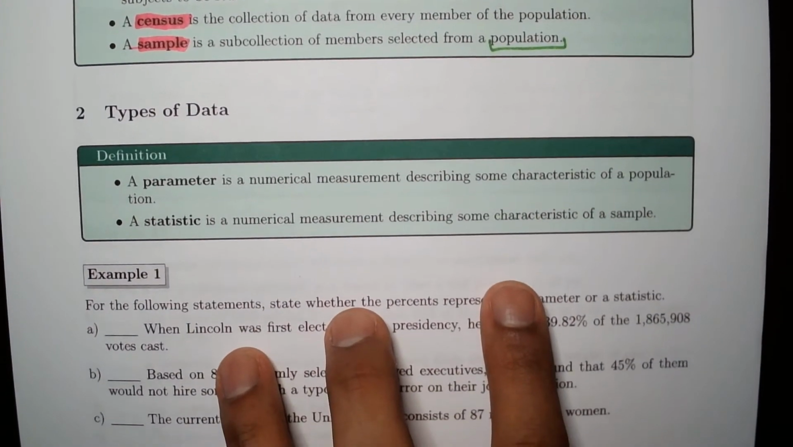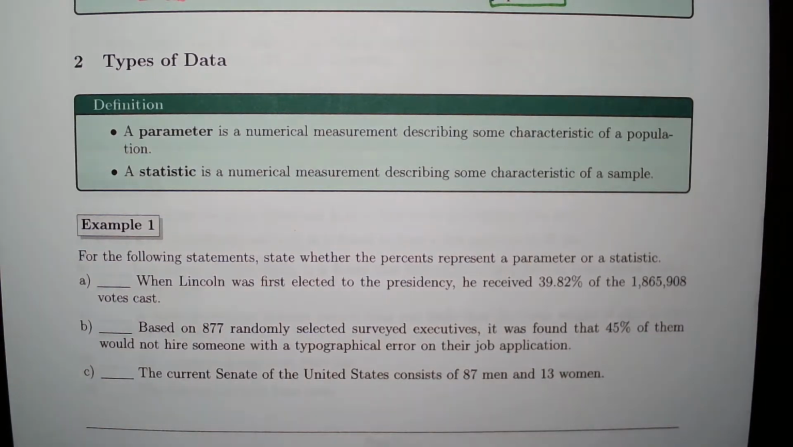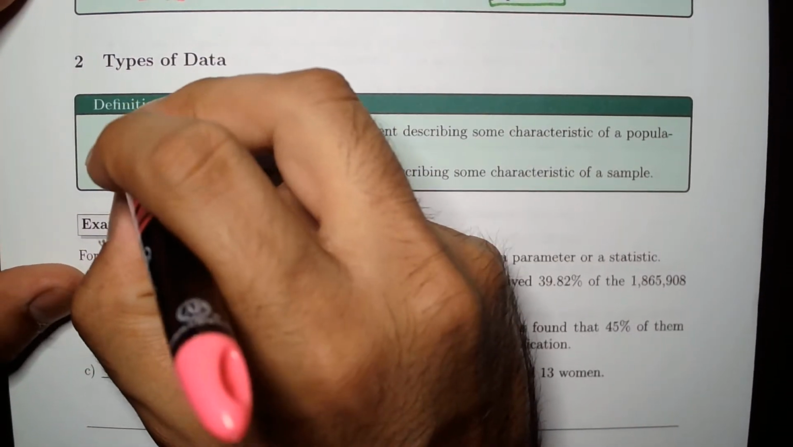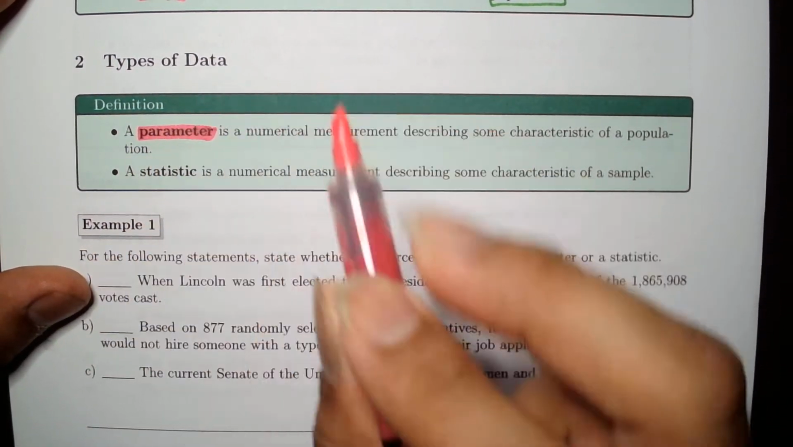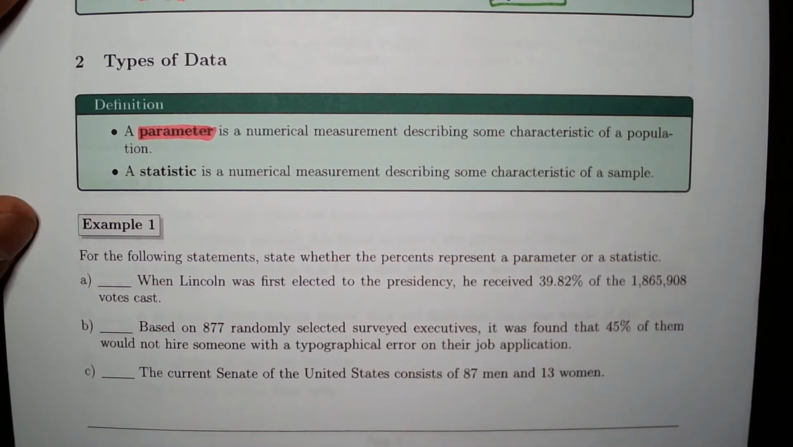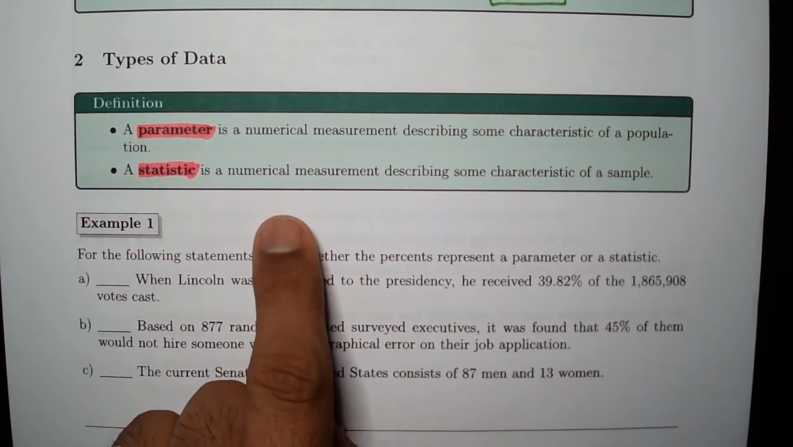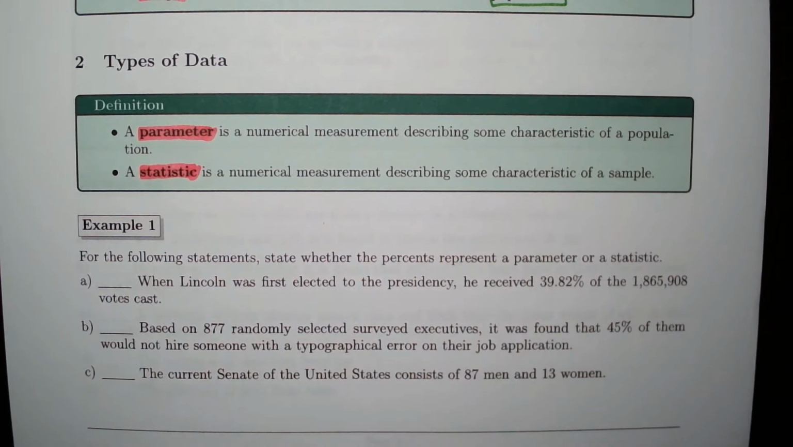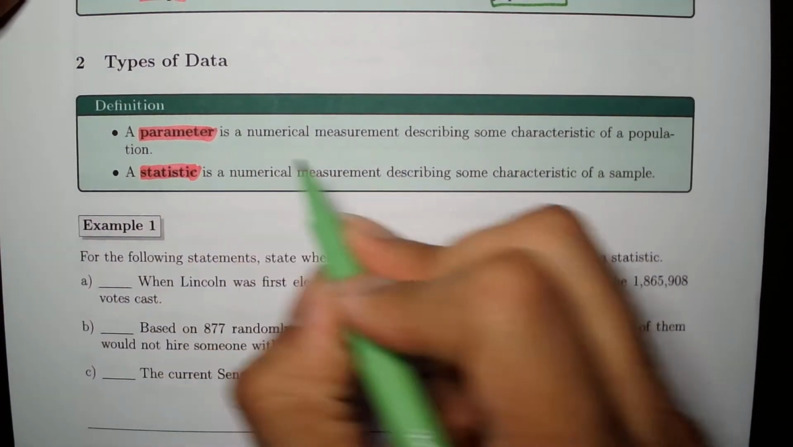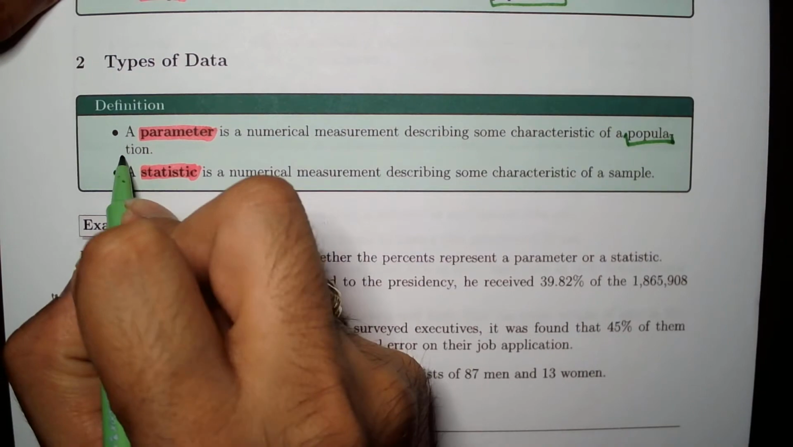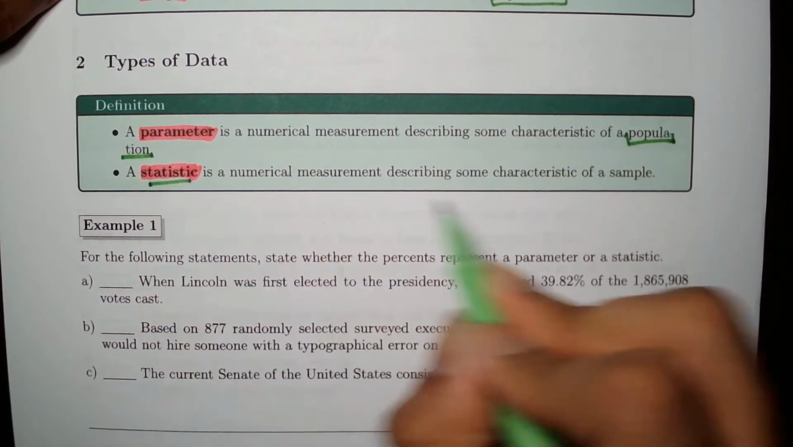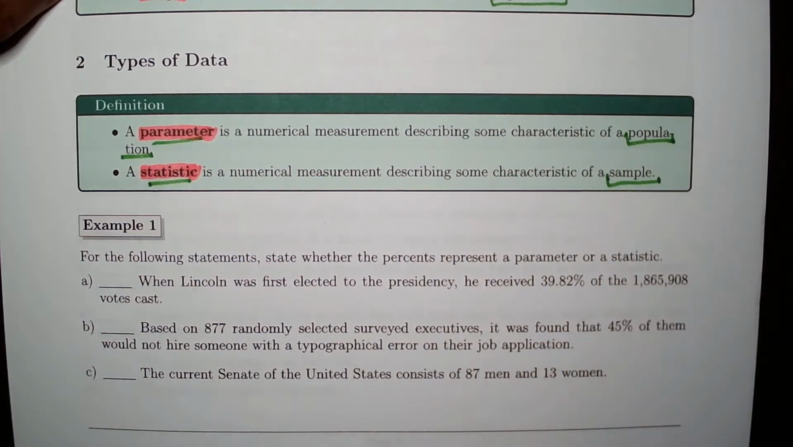Well, what about types of data? So for types of data, we have two types. Number one, a parameter. A parameter is a numerical measurement describing some characteristic of a population. Whereas a statistic is just a numerical measurement describing some characteristic of a sample. So you might want to highlight this. Parameter is to population, whereas statistic is to sample.